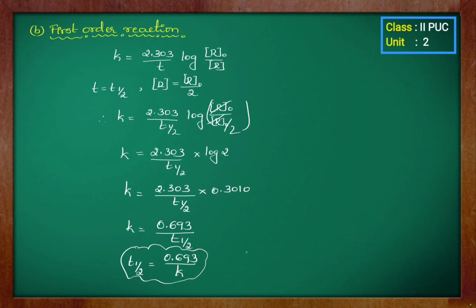From this expression, we can tell that the half-life of a first order reaction is inversely proportional to the rate constant, and clearly we can see that the half-life of a first order reaction is independent of the initial concentration of the reactant. T half is independent of the initial concentration of the reactant R0.